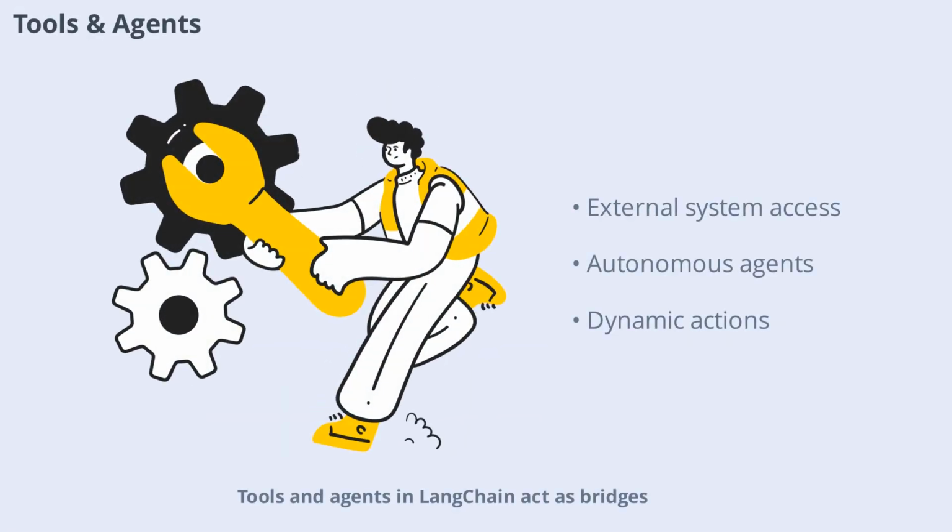Tools and agents in LangChain act as bridges between your language model and the outside world. Tools allow the model to interact with external systems, databases, or APIs. Agents use these tools autonomously, making decisions and executing actions based on the task at hand. This architecture enables truly dynamic and interactive AI applications.